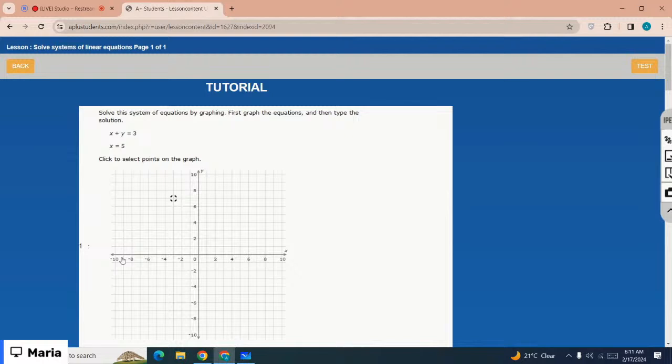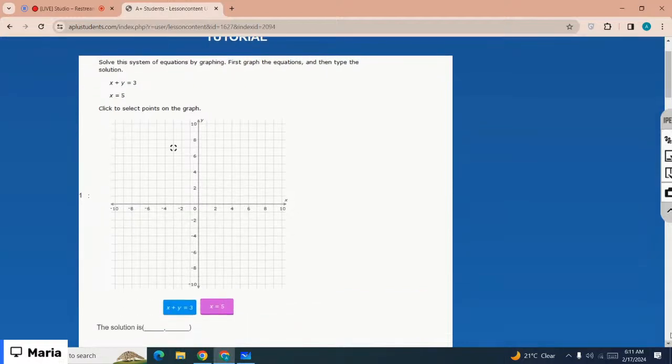equations, right? Okay, solve this system of equations by graphing. First graph the equations, then type the solution, right? You are given two equations, x plus y equals 3 and x equals 5. For the second equation, x equals 5, here is 5. You have to make a straight line on x equals 5 like this, right? This is for the second equation.